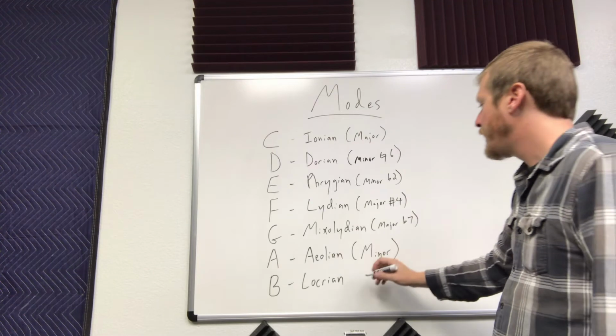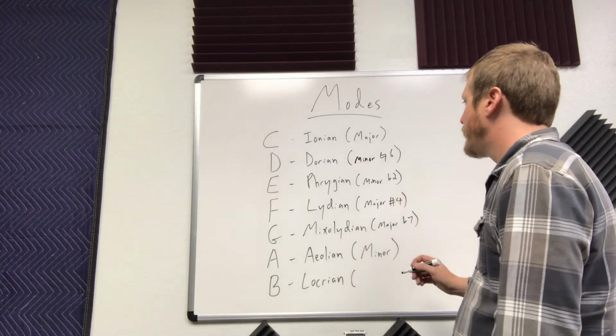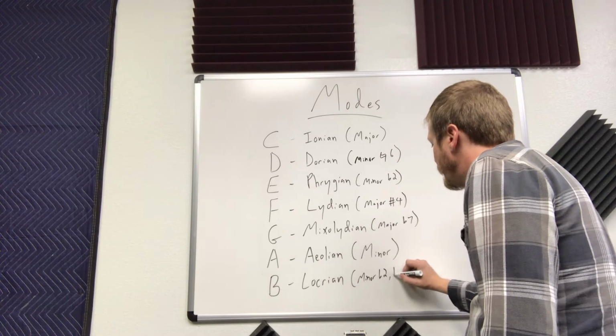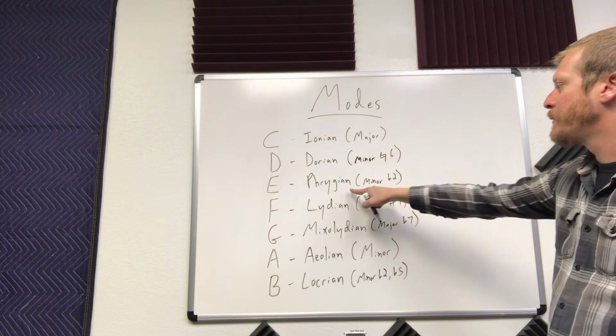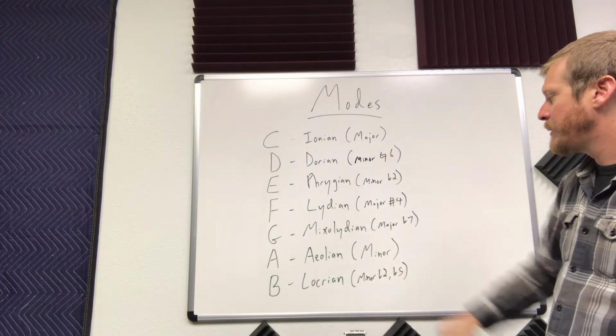Aeolian scale is regular minor, and then a Locrian scale is the only one that has 2 alterations. Basically what you can think of is a minor scale with a flat 2 and a flat 5. You could also think of it as a Phrygian scale with a flat 5, okay? But this makes a bit more sense, I think, in the beginning.